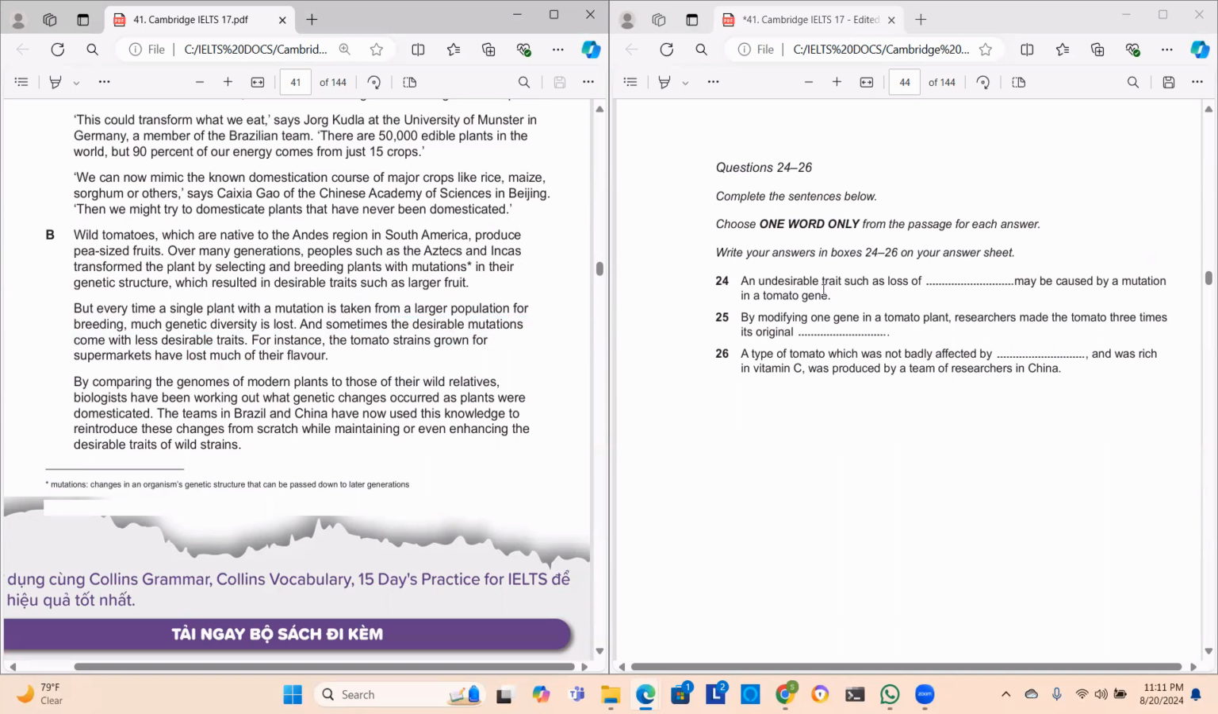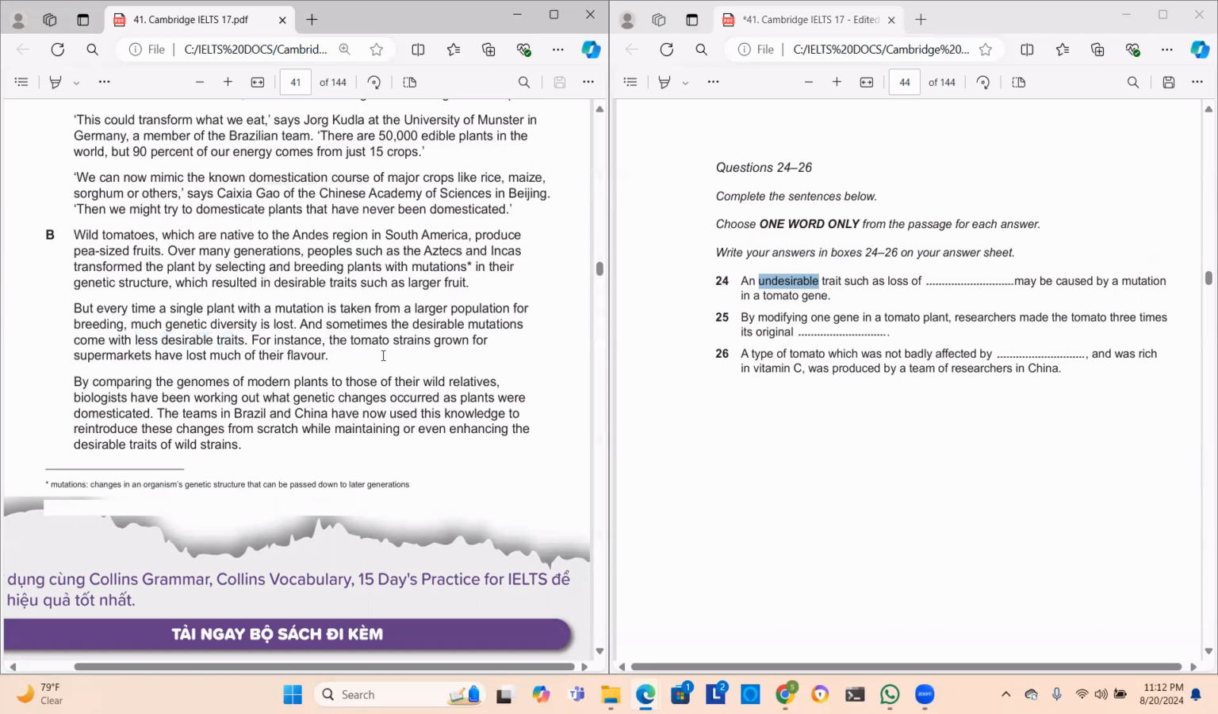An undesirable trait such as loss of dash may be caused by a mutation in tomato gene. "Such as" means for example, for instance. This is the keyword that you have to understand. An undesirable trait means which is not desirable. And sometimes desirable mutations come with less desirable traits, meaning undesirable traits.